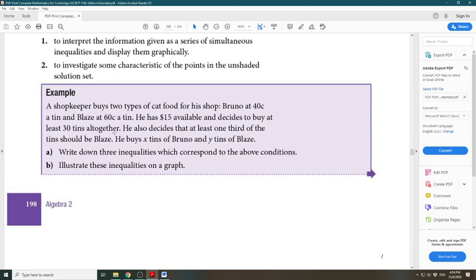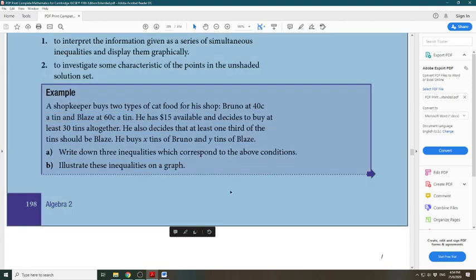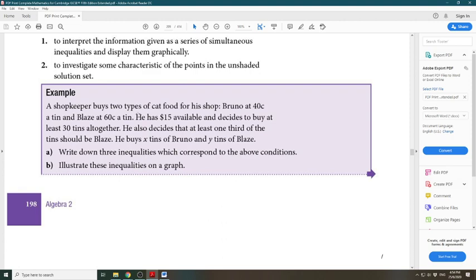First thing first, you can always see at the last part, they already identified Bruno is x, Blaze is y. This is the information that they tell you. Then one trick is that you can see each sentence is an equation. So Bruno at 40 cents a tin and Blaze at 60 cents a tin. Then he has $15 available. So how can I make use of all this? With 40 cents and 60 cents and $15, this is all the same money, right?